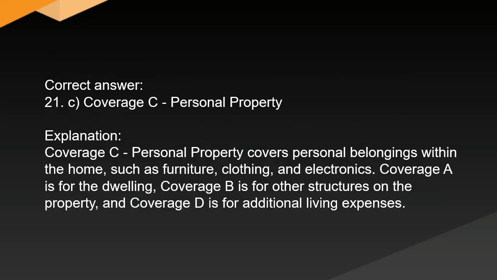Correct answer: C. Coverage C, Personal property. Explanation: Coverage C, Personal property covers personal belongings within the home, such as furniture, clothing, and electronics. Coverage A is for the dwelling. Coverage B is for other structures on the property, and coverage D is for additional living expenses.